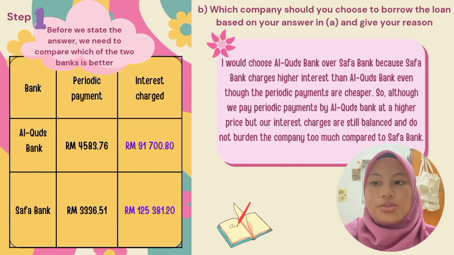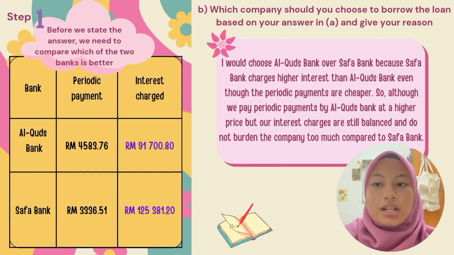Question B. Which company should you choose to borrow the loan based on your answer in A and give your reason? Before we state the answer, we need to compare which of the two banks is better. After I compare the two banks, I would choose Alkuts Bank over Safa Bank because Safa Bank charges higher interest than Alkuts Bank even though the periodic payments are cheaper. So although we pay a higher periodic payment to Alkuts Bank, our interest charge is still balanced and does not burden the company too much compared to Safa Bank.